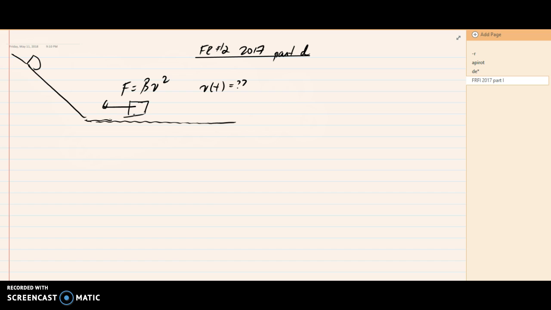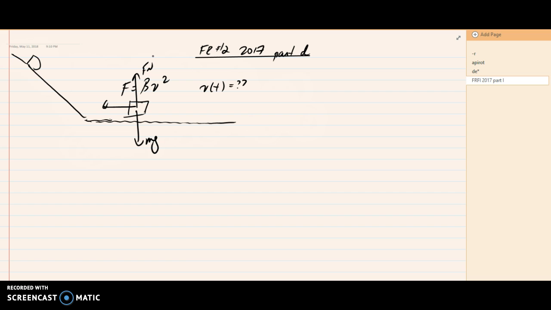So we consider the forces on the object. We have the normal force, of course, that's always there. You have the gravitational force. No, you cannot. I'm going to tell you why.